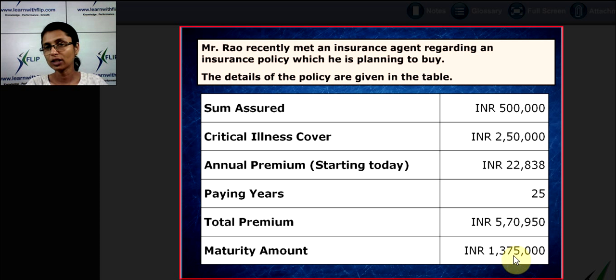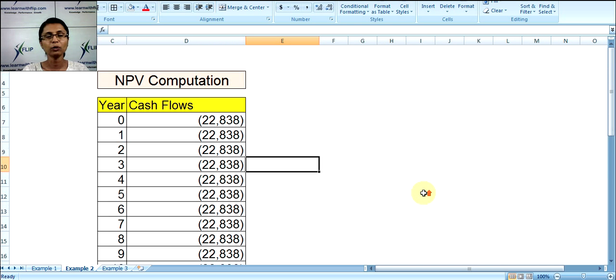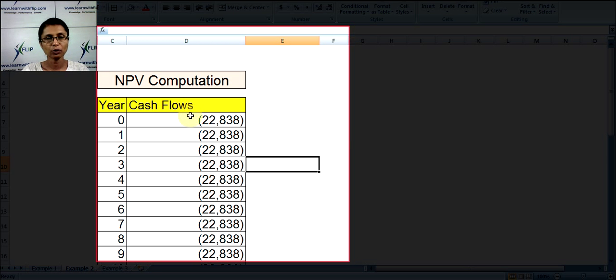We see the conditions are fulfilled, we don't know the return, we're trying to find that out, and there are cash flows over a period of time. So let us see whether this investment is worthwhile for Mr. Rao. Now let's move on to Excel, and we put down the cash flows here.